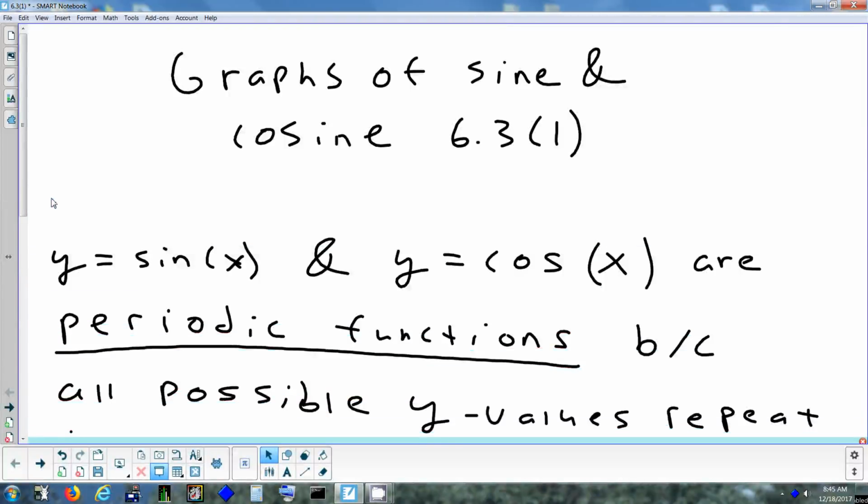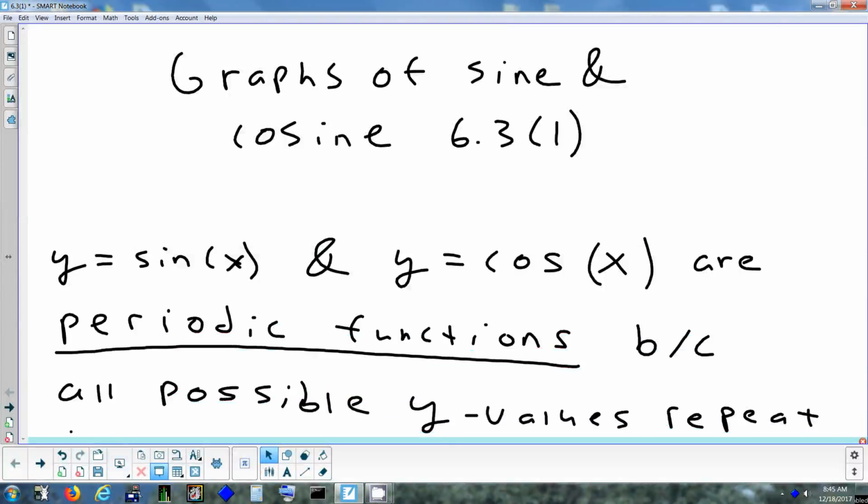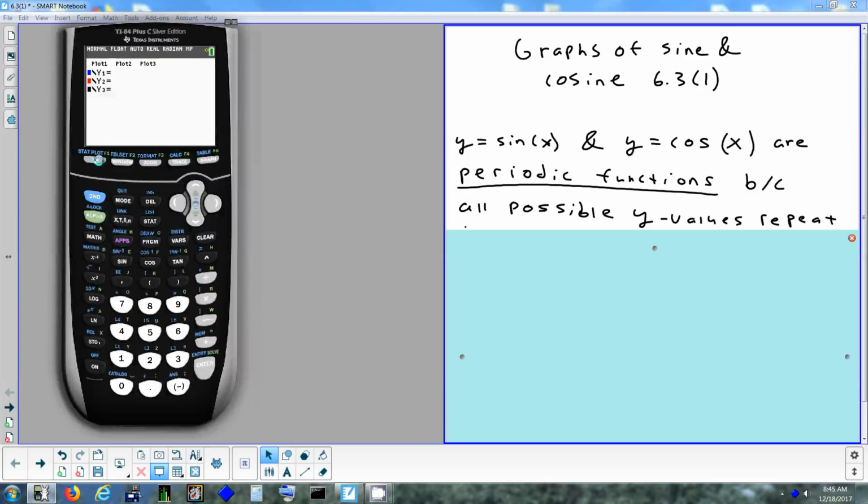Okay, so first of all, these kinds of functions look a little different than functions we've drawn before. Okay? They have a repeating pattern to them. The y values keep repeating themselves. And just to show you what that looks like, I'm going to show you the graph of sine.